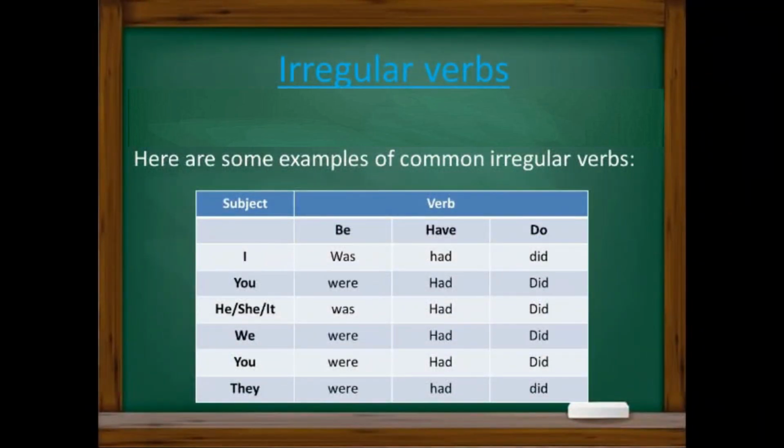Unlike regular verbs, irregular verbs are verbs that change because they do not follow a rule. You must learn them by heart. Here are some examples of common irregular verbs. For the verb to be, the simple past tense is as follows. I was, you were, he, she, it was, we, you, they were. For the verbs to have and to do, the simple past tense stays the same with all personal pronouns. For example, I, you, he, she, it, we, you, they, had, or did.